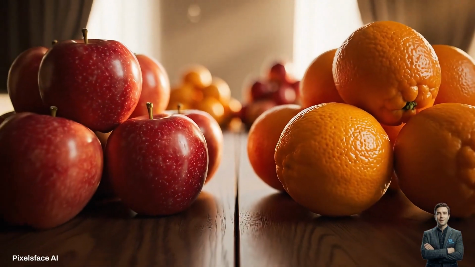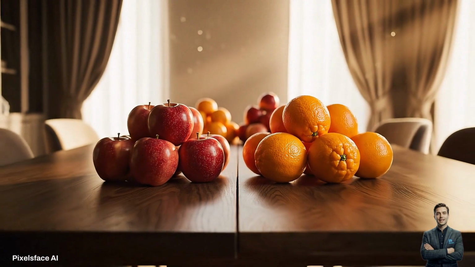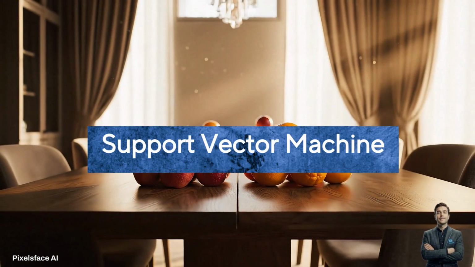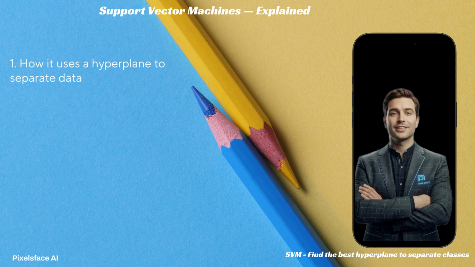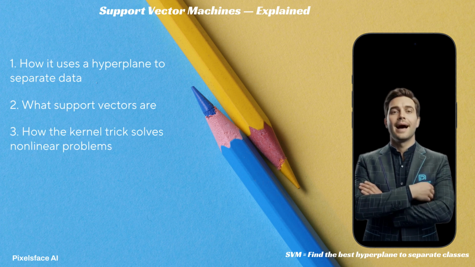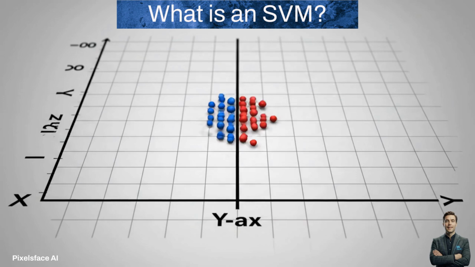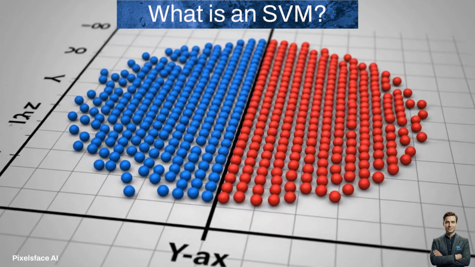Can a line separate apples from oranges on a table? In machine learning, that simple question is the heart of a powerful idea, the support vector machine. I'm Aarav-X. In the next few minutes, you'll learn what an SVM is, how it uses a hyperplane to separate data, what support vectors are, how the kernel trick solves nonlinear problems, and where SVMs are used in the real world.